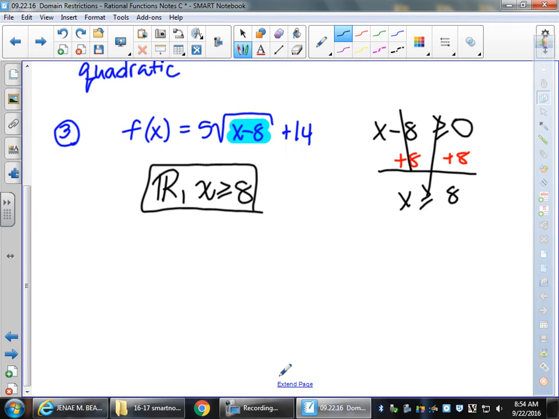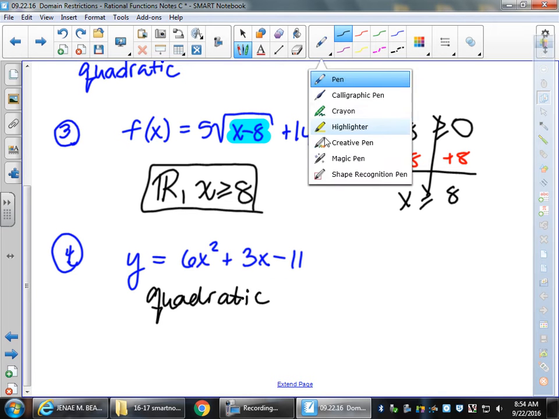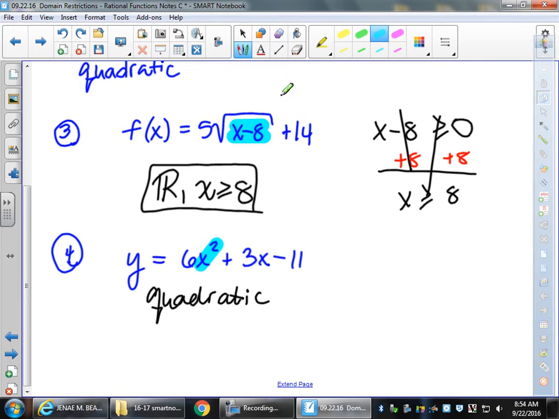Number 4. What does number 4 say? Y equals 6x squared plus 3x minus 11. Who's got this one? Louis? It's a quadratic function. Quadratic, how do you know? Because of the 2. It's the highest power. Highest power right there is 2. Very good. So my answer?